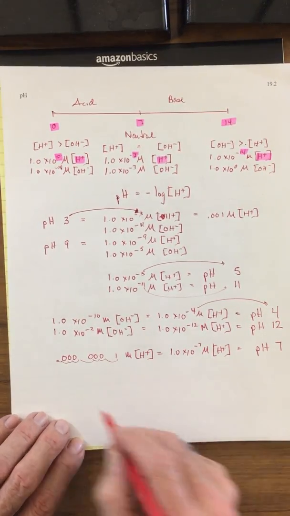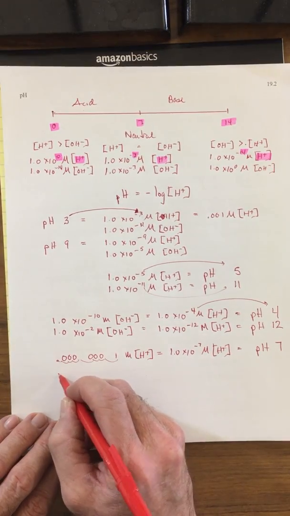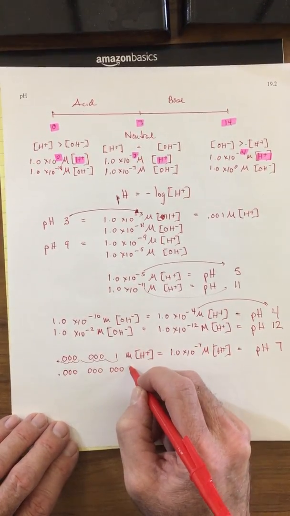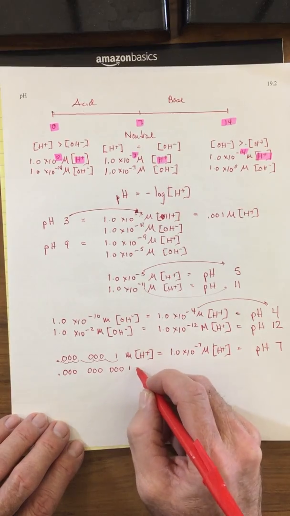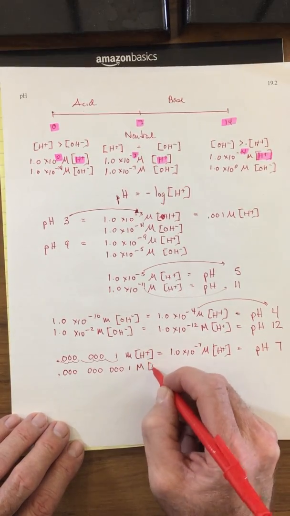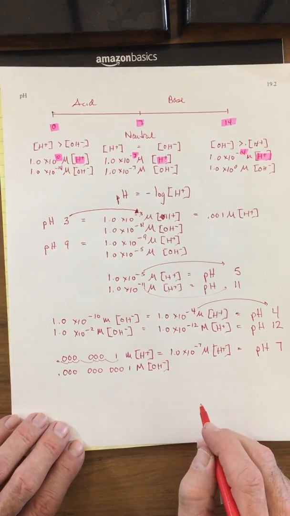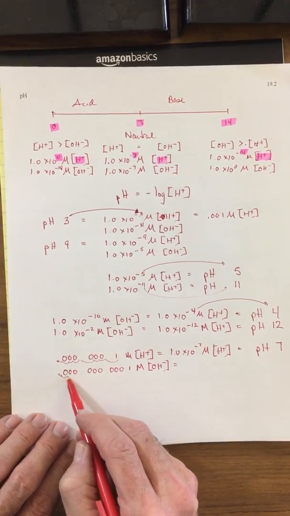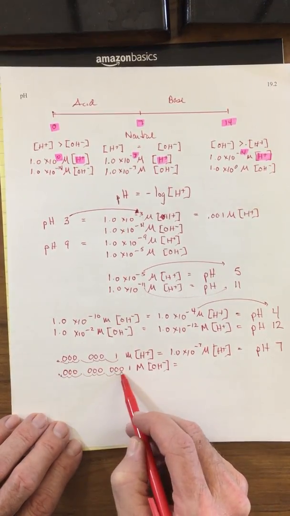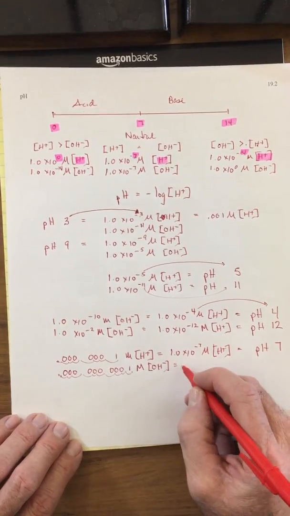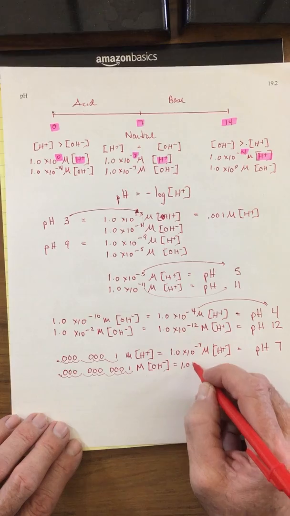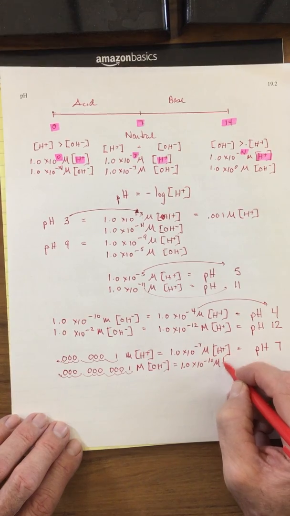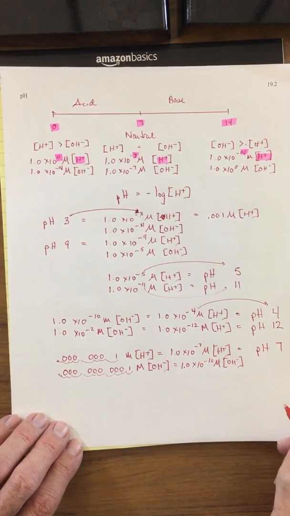What if I have a concentration of 0.00000000001 molar of OH minus? What is this in scientific notation? 1, 2, 3. 1.0 times 10 to the minus 10 molar OH minus concentration.